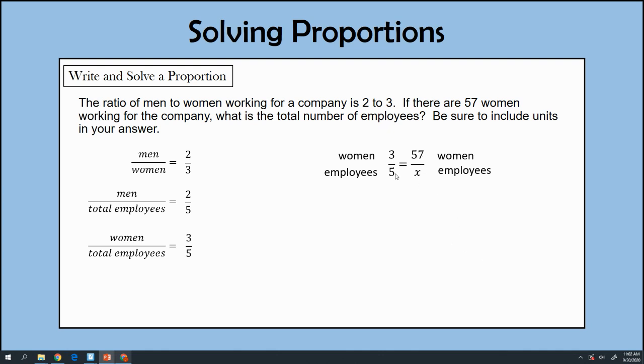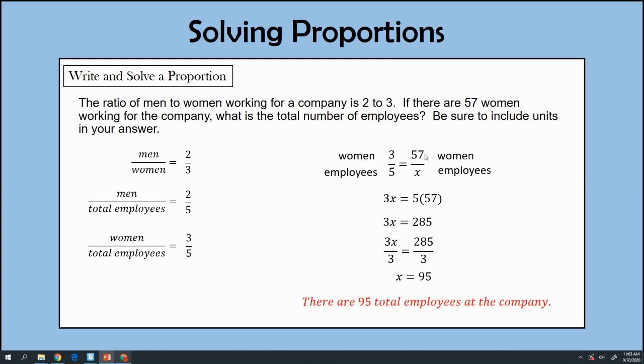Okay, cross products. 3x equals 5 times 57. 3x equals 285. Divide each side by 3. x is 95. If 57 women work for the company, and the ratio is 3 to 5, then 95 in total employees are at this company. Okay, 57 out of 95 is the same as 3 out of 5.